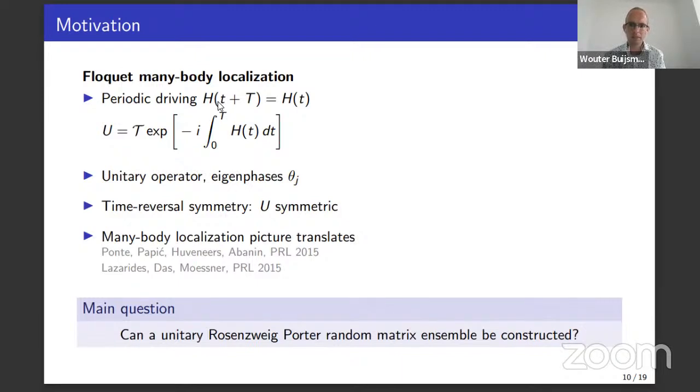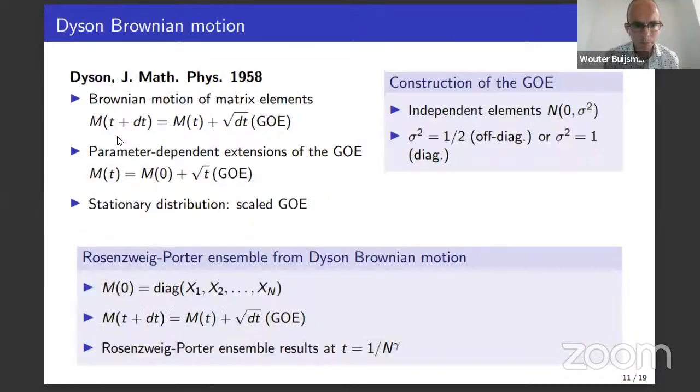Okay, all right, yes. Does this answer your question? So basically, you are taking only one cycle of the unitary Rosenzweig-Porter ensemble, right? Yes, we have a random matrix ensemble which brings you from time 0 to time 1 over a period n to the gamma. So the period is 1 over n gamma, something like that in the case of the unitary ensemble, right?